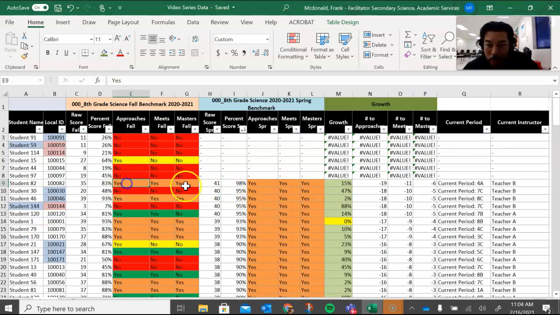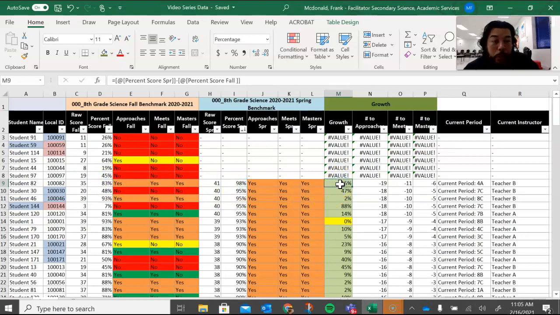So we have kids that go from orange to orange, and this is a great example here, student 82. The kid started out high to begin with. The kid obviously came in with some knowledge of science, but they went from an 83 to a 98.